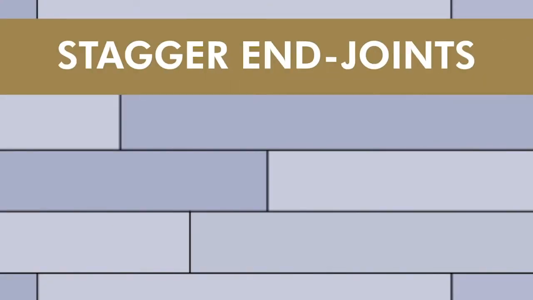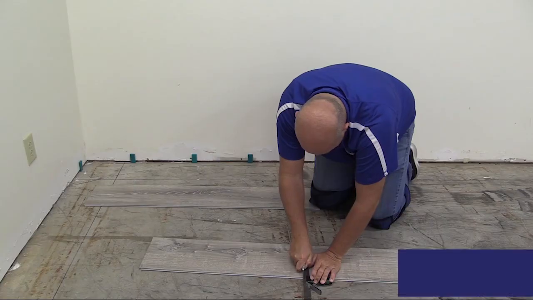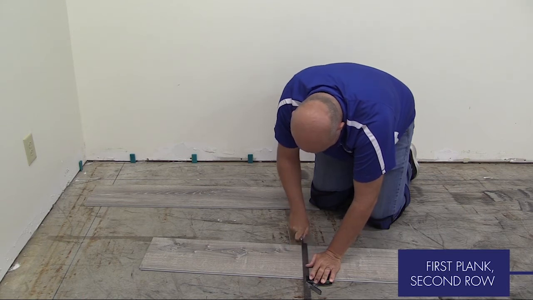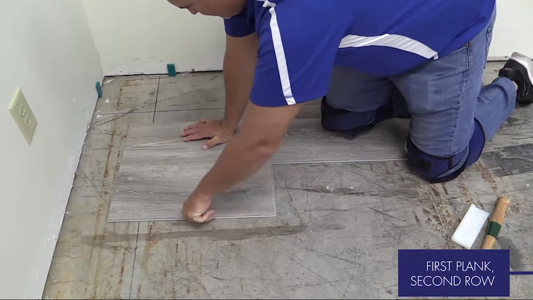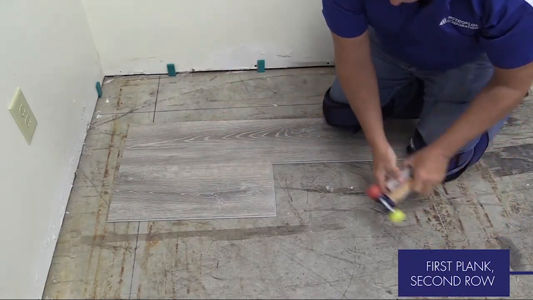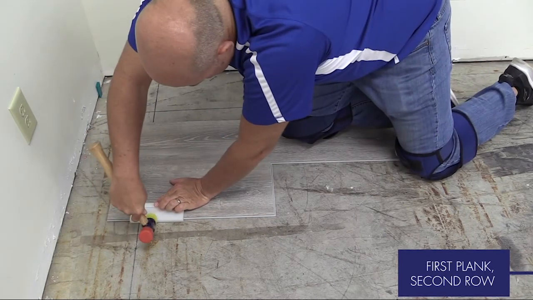For planks, the end joints from row to row should be staggered randomly, a minimum of 6 inches apart. Tiles should be staggered in a brick-laid pattern with the stagger equal to half of a tile. Cut the first plank in the second row to 1/3 its length before installing it. Insert the long tongue edge into the long groove of the first plank. Make sure there are no gaps and tap into place using the Prevail tapping block.